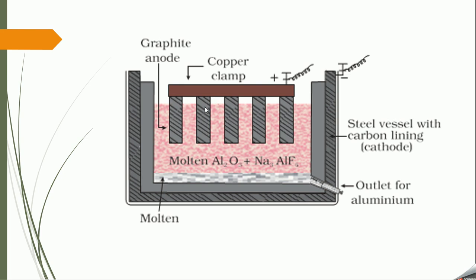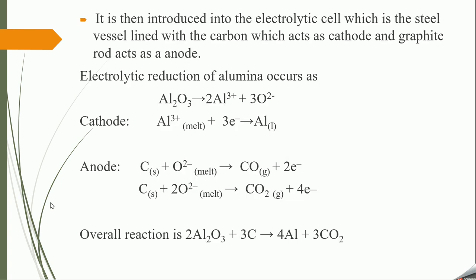These graphite rods are connected to each other through a copper clamp. In this cell, you are going to take molten alumina, the melted state of alumina, along with the mixture of cryolite and fluorspar. Now let's see what happens when electricity is supplied. These are the chemical reactions taking place during electrolysis. The pure alumina is dissociated into aluminium ion and oxygen ion.